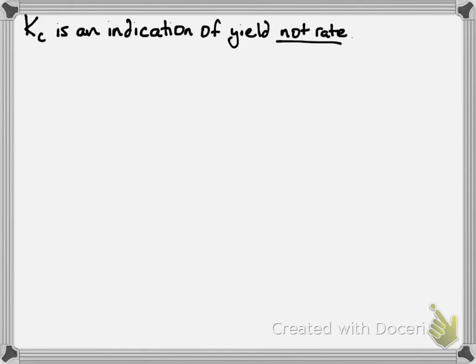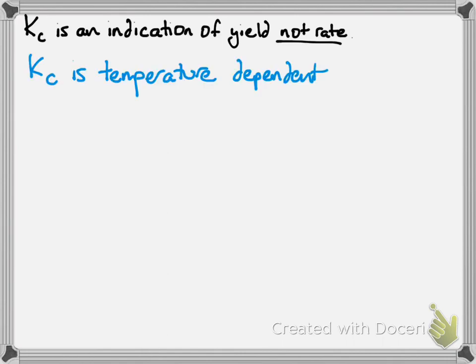Kc is an indication of yield, not rate. It doesn't tell you how fast the reaction will occur, it just tells you how much product you're going to get for a given amount of reactant. Note it is a constant, so everyone in the world will have this same value, except it is temperature dependent.